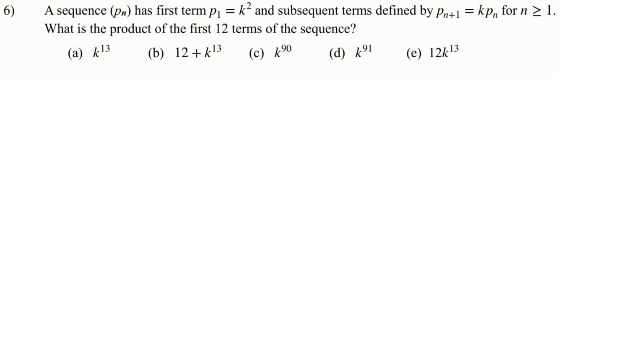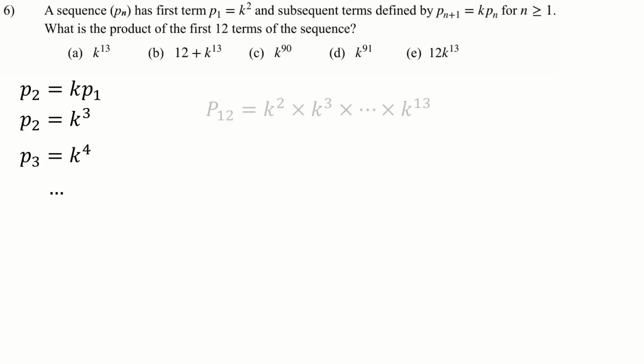Just a lovely question. Question 6 then, this is when we start getting these sort of iterative sequences, I guess. P1 is k squared. The next term is k times the previous one. So the next one is just, of course, k times k squared, which is k cubed. And then one after that is k times k cubed, which is k to the 4, and then k to the 5, and then so on.